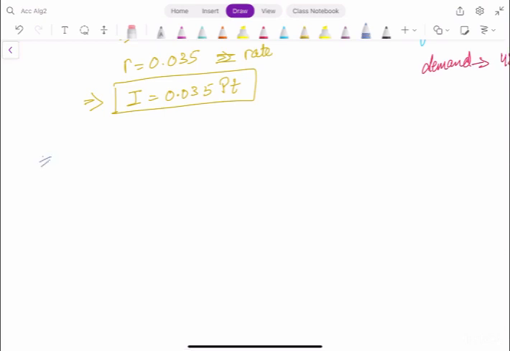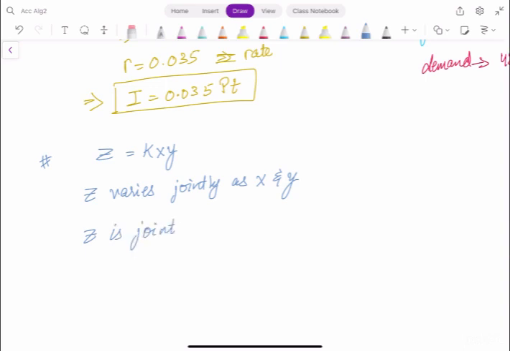So this is called the joint variation. In the earlier case, we used to have k times x or k over x, only one variable x, right? In this case, we have more than one. So k is the constant, and then we have x and y. How do we read or understand it? Z varies jointly as x and y, and z is jointly proportional to x and y.